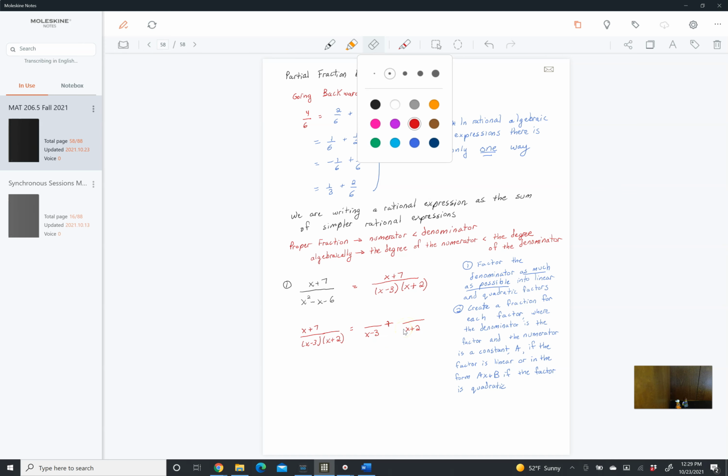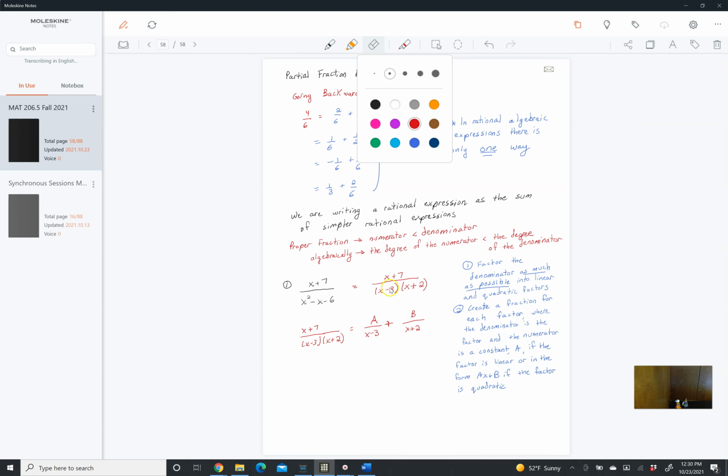Okay. Now to get the numerators, we're going to look at each denominator and say, is it linear or quadratic? X minus 3 is linear. There's no x squared. It's linear. So the numerator is just a constant. In this case, we'll call it a. Now we go to the next one. X plus 2 is linear. So the numerator is a constant. We already used a, so we can just use b. So don't use the same letter twice.